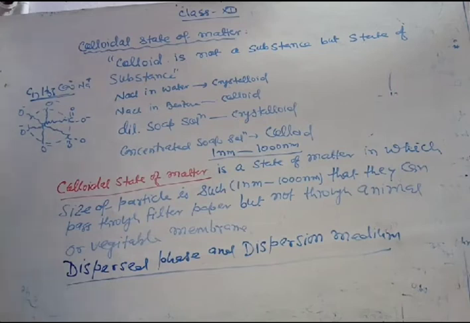But if a very large amount of soap is dissolved in water, then you can see the soap particles cannot pass through the animal membrane or parchment paper. Therefore, in that case, the soap behaves as a colloid.